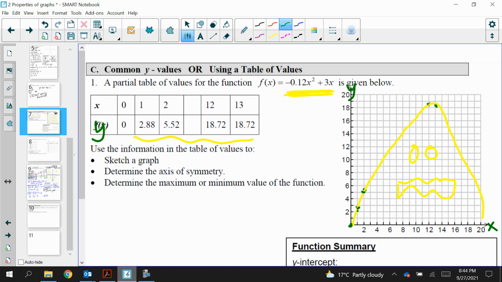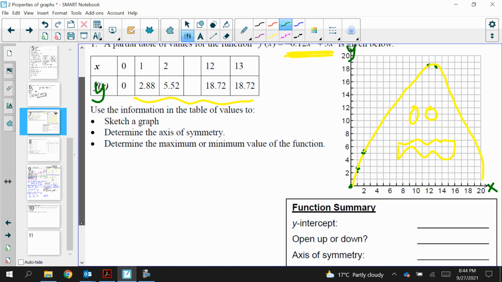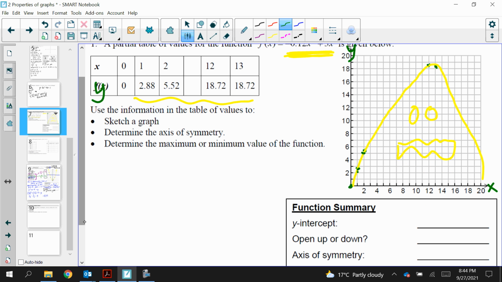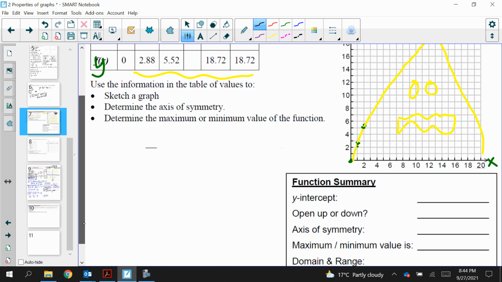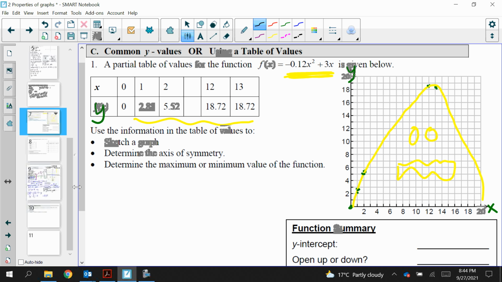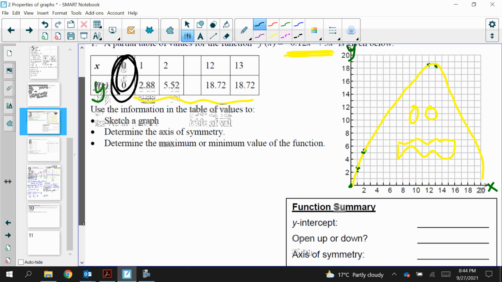So it says use the table of values to sketch a graph, determine the axis of symmetry, and determine the maximum or minimum value of the function. So lots of pieces that we could pull out of this. In this case, our y-intercept we're given: when x is equal to 0, y is equal to 0.